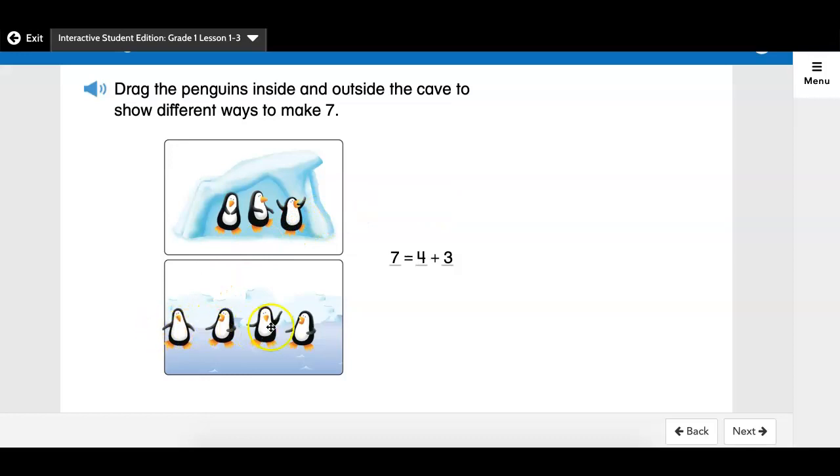So when I put the penguins outside of the cave, we saw 3 represents the part of the 3 penguins inside of the cave. The 4 represents the penguins outside of the cave, and the 7 represents the total number of penguins.